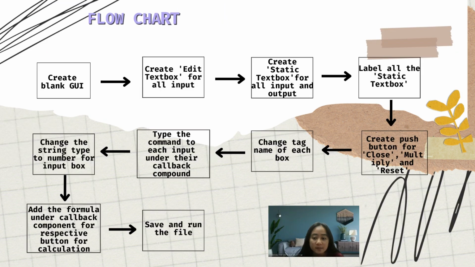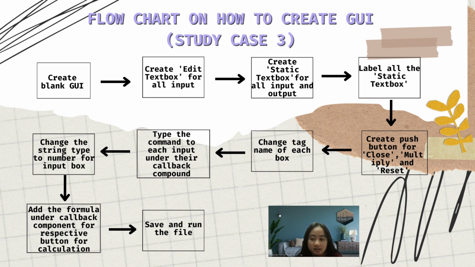Then I will explain about the flowchart on how to create the GUI for study case 3. First, we create a blank GUI. Then we create the edit text box for all input and create the static text box for all input and output. Next, we label all the static boxes. After that, we create a push button for close, multiply, and reset.